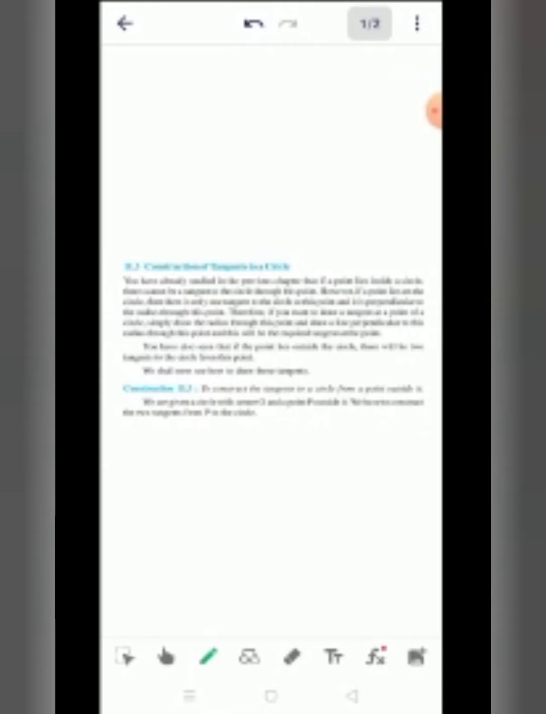Now let's see what this is. To construct tangents to a circle, you know what tangents are, right? We need to construct tangents of a circle. What are the steps of construction? All these we'll see here.